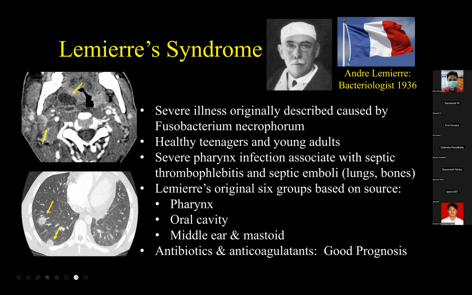Now, this was actually initially described not for the head and neck, but in postpartum patients back in the early centuries. But now from a head and neck standpoint, it can be seen in any infections involving the pharynx or the oral cavity or the mastoid air cells, but specifically it's associated with thrombosis of that vein. The good thing is that there's a good prognosis due to antibiotics and anticoagulants.